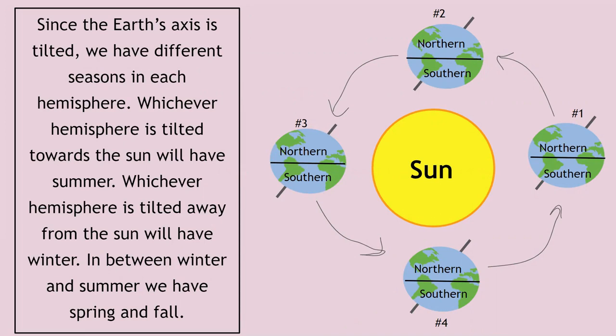Whichever hemisphere is tilted towards the sun will have summer. Whichever hemisphere is tilted away from the sun will have winter. In between winter and summer, we have spring and fall.